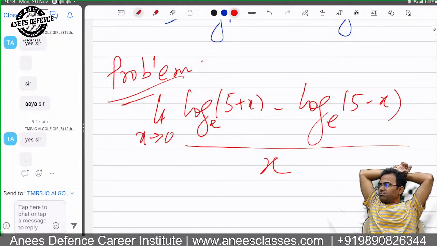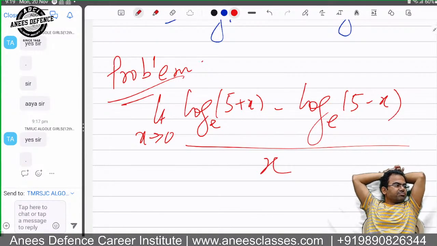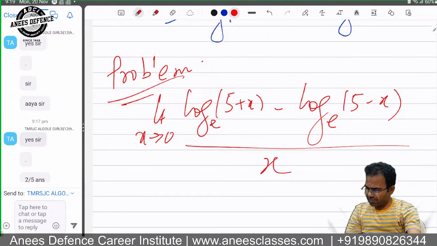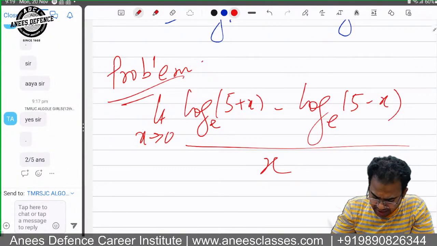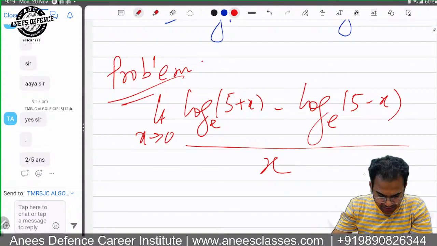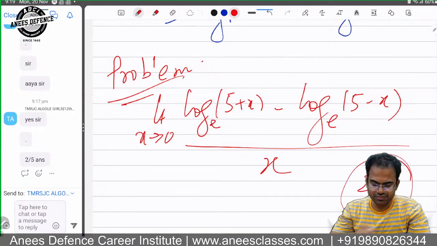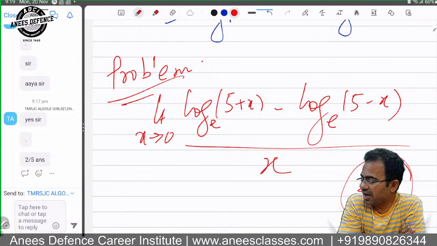within 2 minutes. Solve it. We can solve this question in 2 ways, one with the help of formula and one with the help of L'Hopital. That's correct. Students are giving the answer, and in fact it has already been given: 2 by 5. That's the perfect answer.